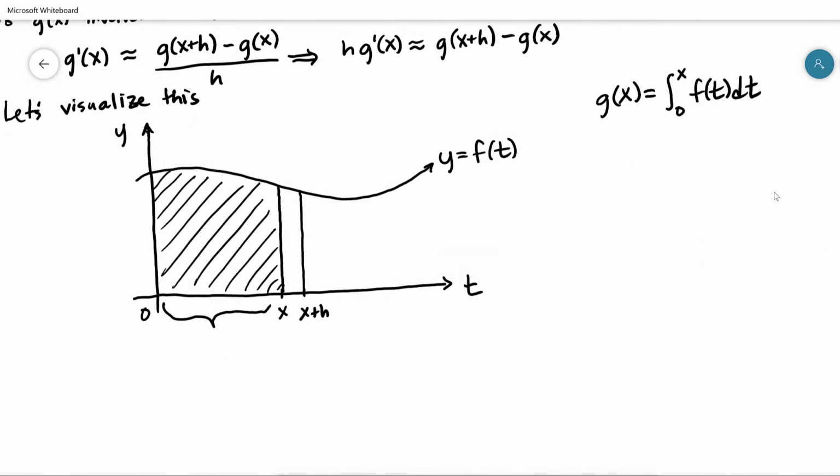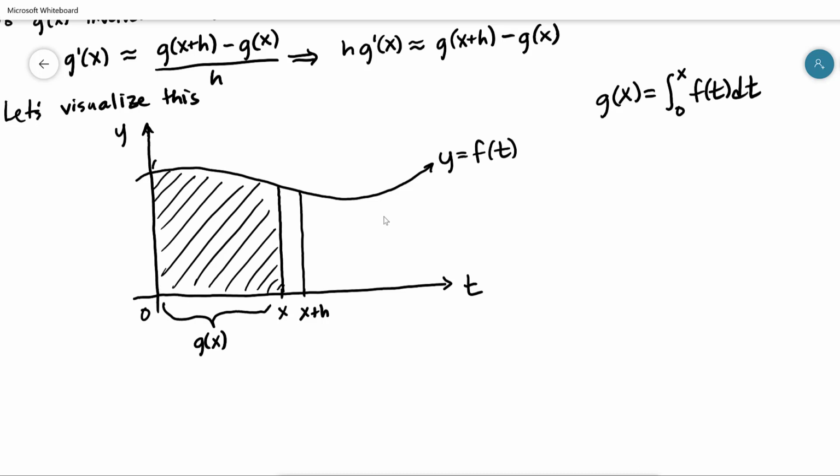Okay, that area is g of x. There, goes a little better. So the area that I've just drawn in is g of x because it is the area under the curve, right? That's what this integral means, from 0 up to x. There is my g of x.